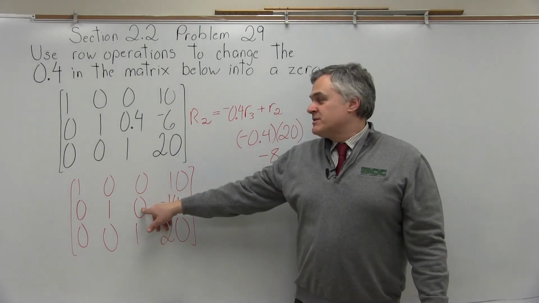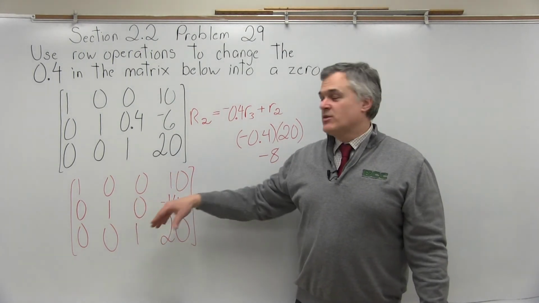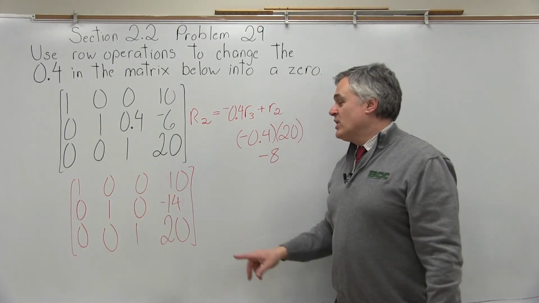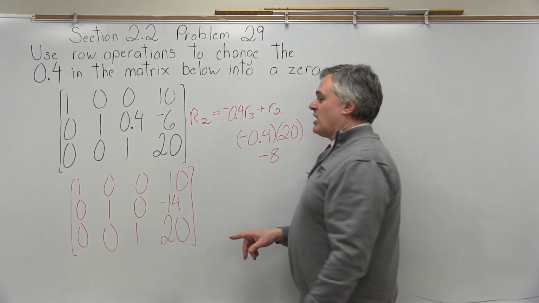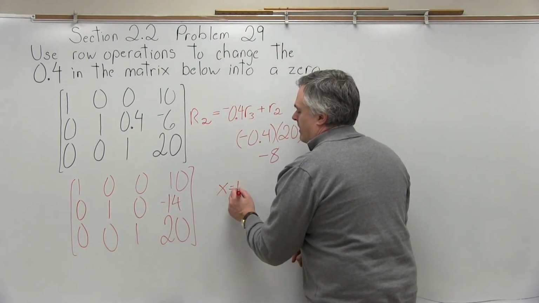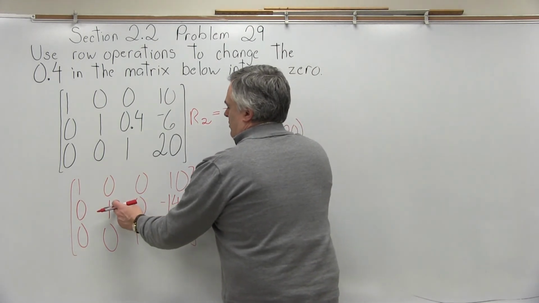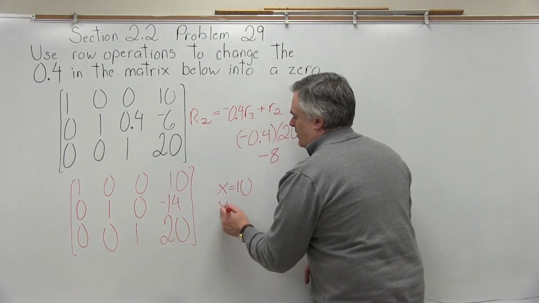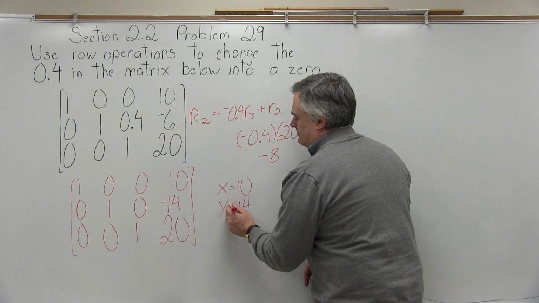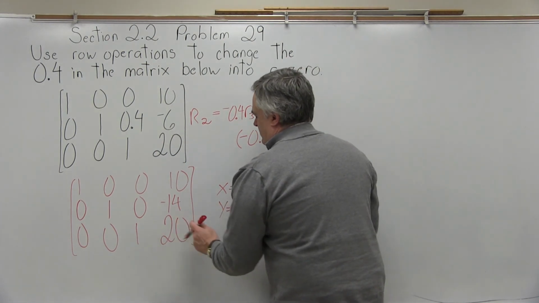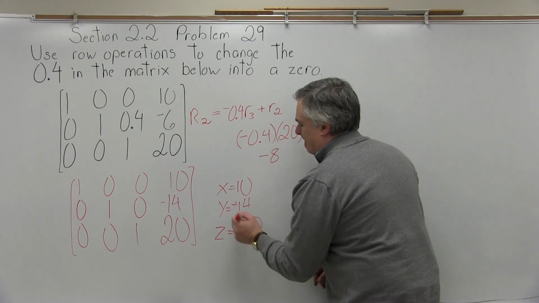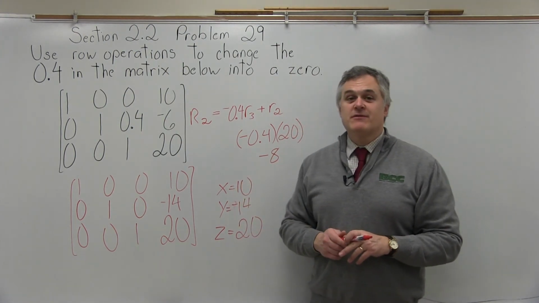Now, just as an observation, this is the final matrix. The question just asked you to get this far. It didn't ask you to make any observation. But if you notice, this one is solved to the end. Notice that top row is saying that x is 10. And the middle row says y is negative 14. And the bottom row says z is 20. So you do happen to have the solution, too.